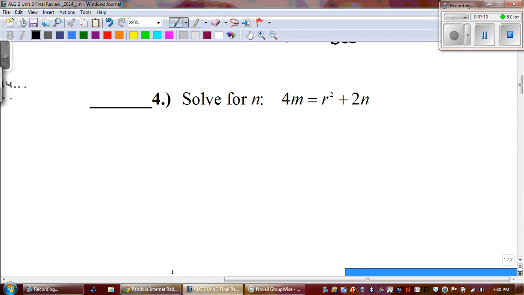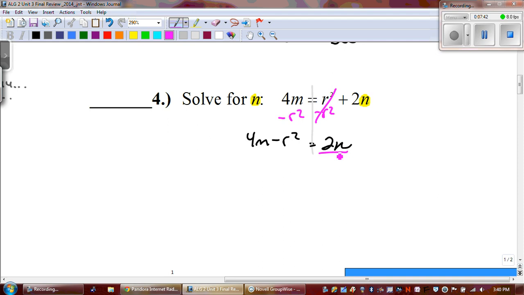All right, number 4. Do not freak out. Okay, you're solving for n. Just imagine it's like any other problem. Okay, solve for n. Well, if I'm going to solve for n, then the first thing I need to get rid of is that r squared. Okay, and now we have 4m minus r squared equals 2n.